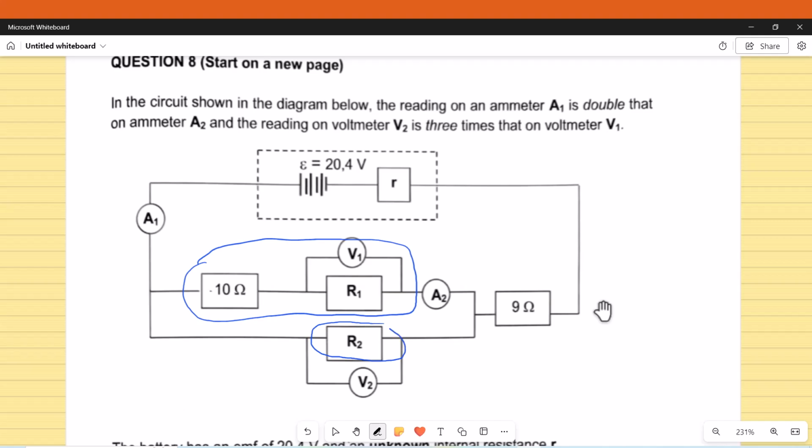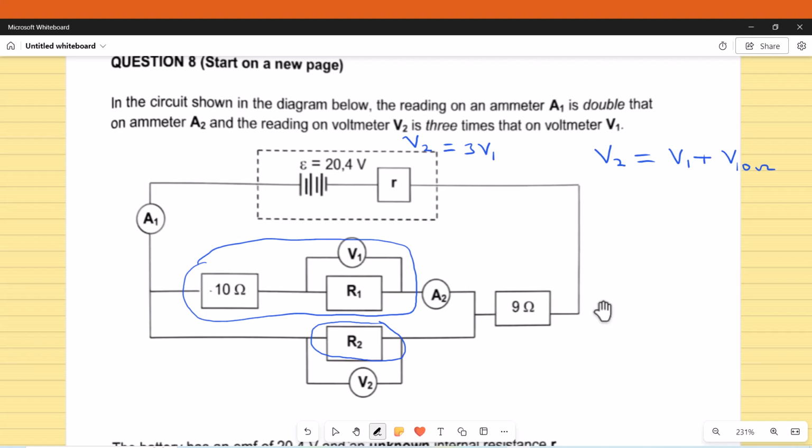It means that V parallel will be the same as V2, whereby V2 will be the same as V1 plus the V across the 10 ohm resistor. Why? Because they are in parallel. But what did the question tell us here? They said that the reading on V2 is 3 times the reading on V1. Are we together? Because I'm looking for resistor 1, I'm going to use V1 here.